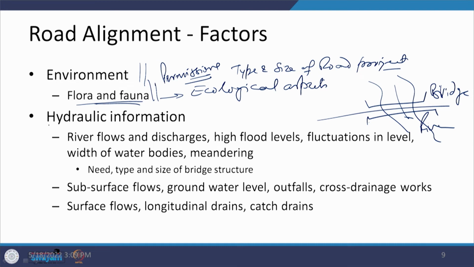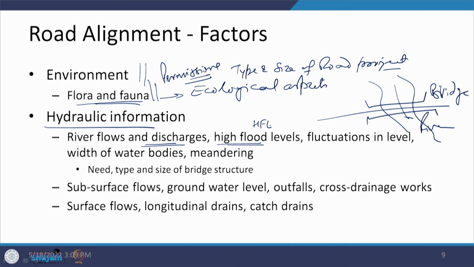So, you have to go for hydraulic information, and this hydraulic information, depending on what type of terrain and what type of conditions are prevailing at that location, may result in different sets of information or a combination of those. So, if we talk about a river, we have to look at the discharge, and we have to look at the high flood level, which is defined as HFL.